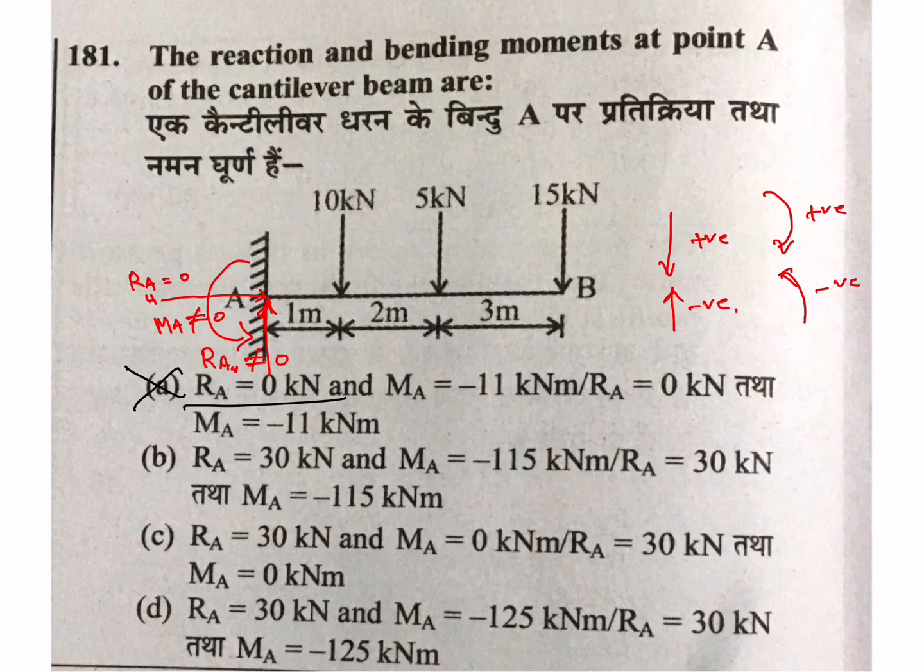So from the options we will check. MA is not equal to 0, so C and D are not possible. B is your correct answer: RA equal to 30 kilonewton, MA equal to minus 115 kilonewton meter.